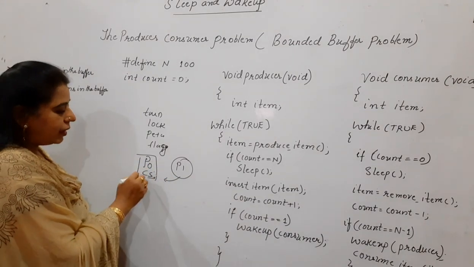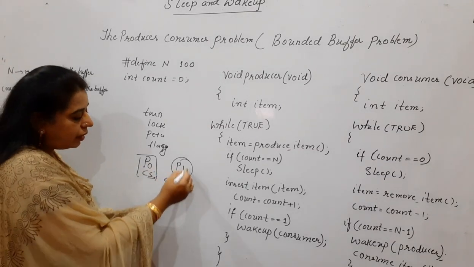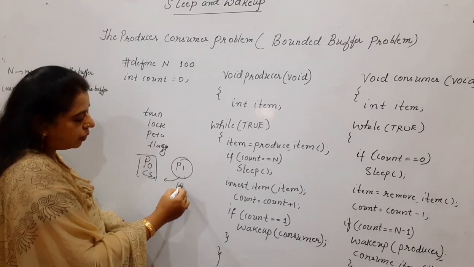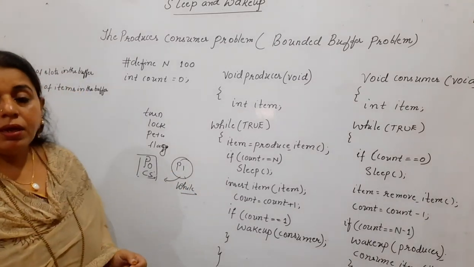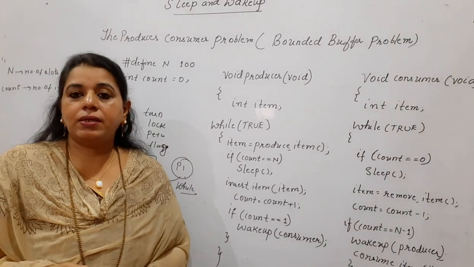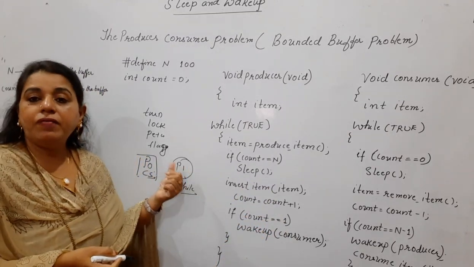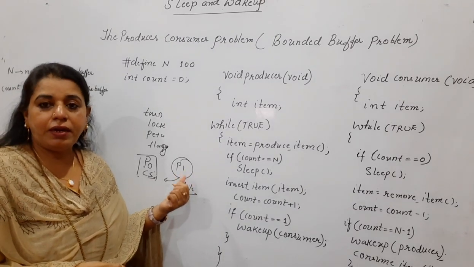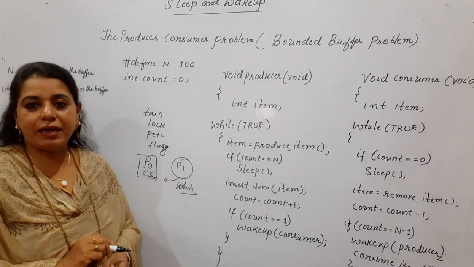When P0 is in the critical section and P1 wants to enter, the code of P1 consists of a while loop. It first tests the while loop. If the while loop condition is true for P1, then P1 cannot enter into the critical section. This way we were ensuring that only one process will be in the critical section.